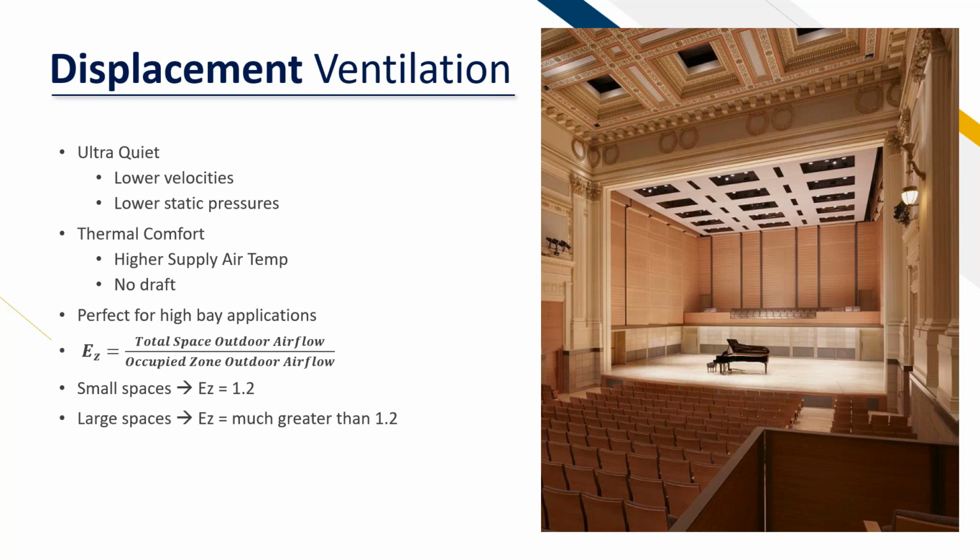As I mentioned, the ventilation effectiveness, that E sub Z. In small spaces with displacement, it's usually about 1.2. In large spaces, you can even get much greater than 1.2. So you can get a really high ventilation effectiveness with displacement ventilation in these high bay applications.